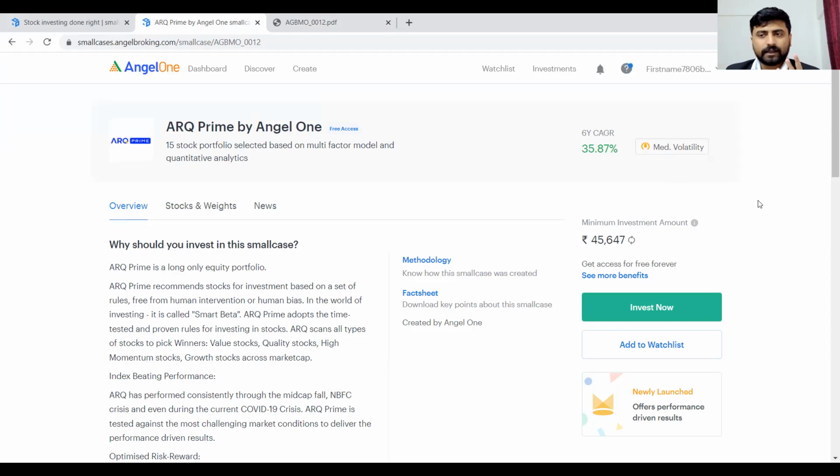If it fluctuates in a very high manner, then it is considered a high volatility portfolio or smallcase. If it fluctuates in a medium way, not in a very high way and not in a very stable way, then it falls under medium volatility. And if it tends to generally stay stable during different market conditions, it is considered low volatility. So that is what we mean by volatility. And you will have volatility tags here for each and every smallcase that you can see.